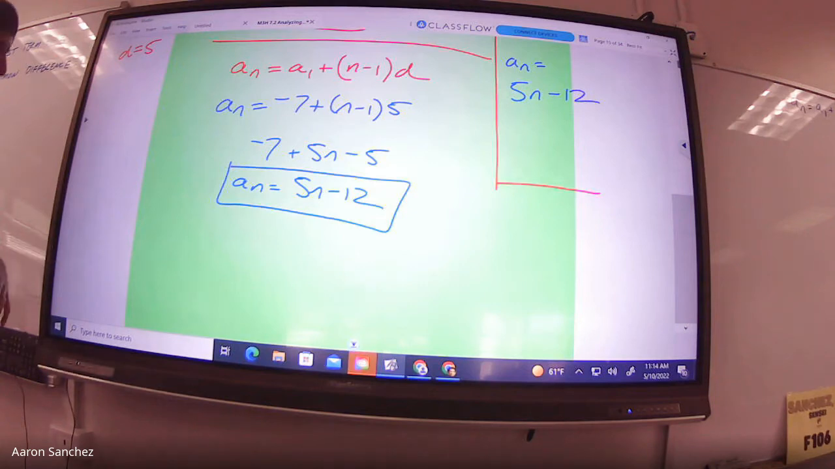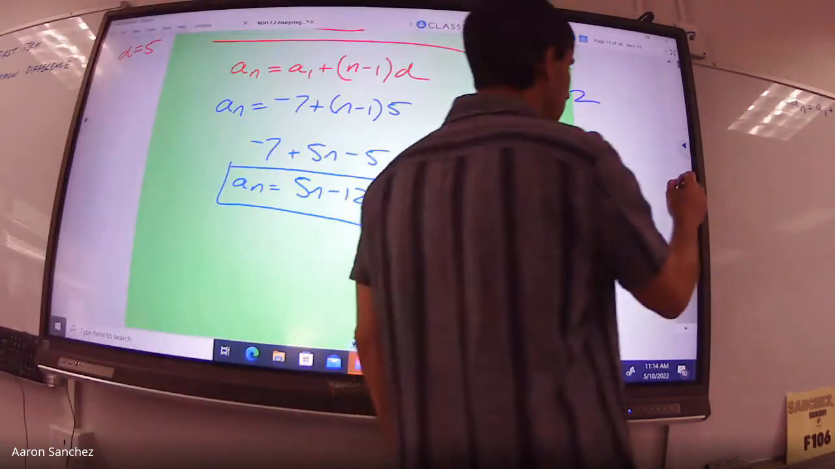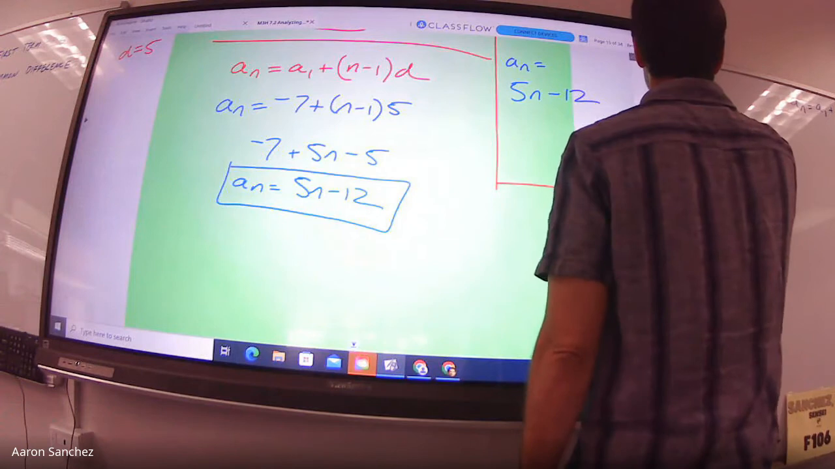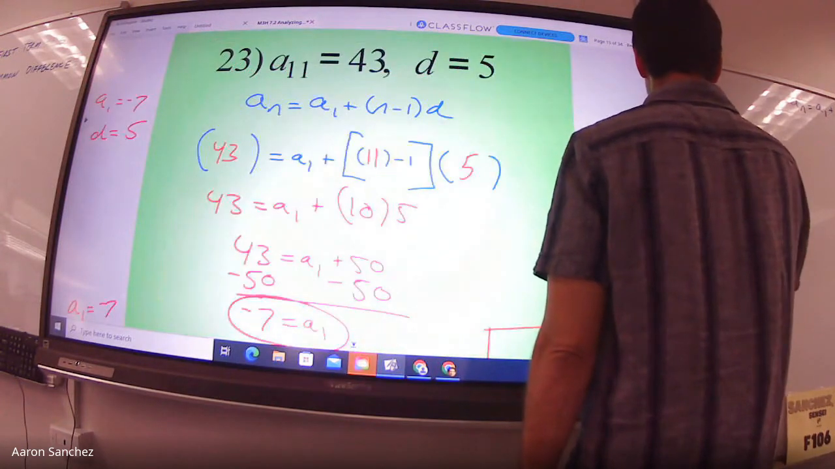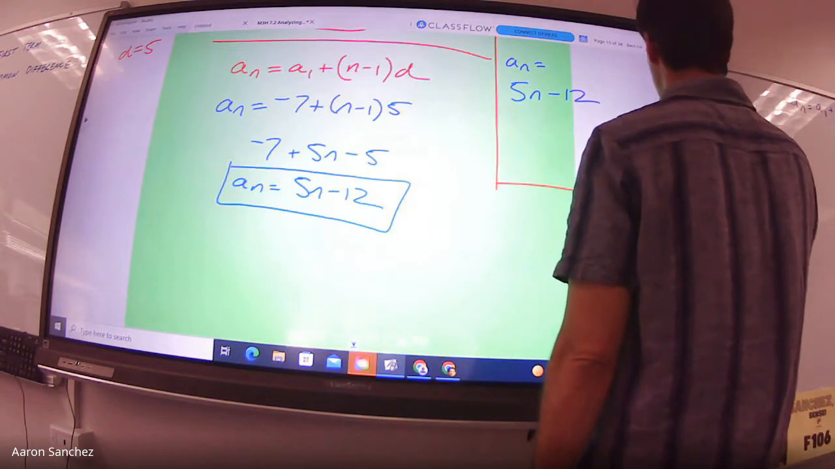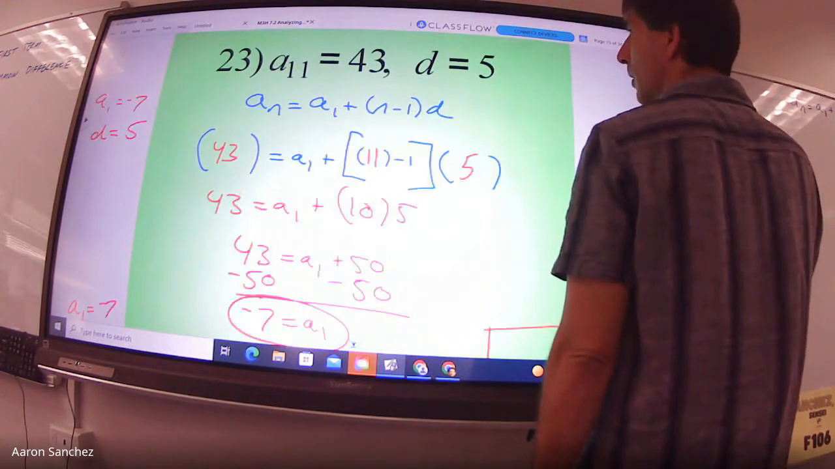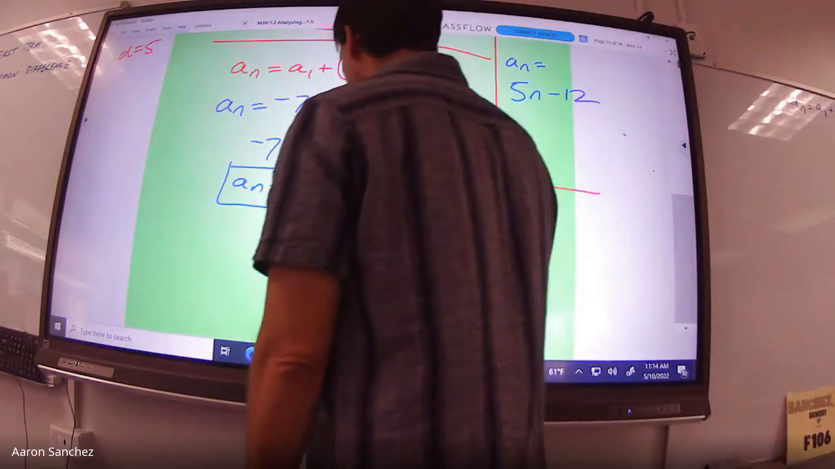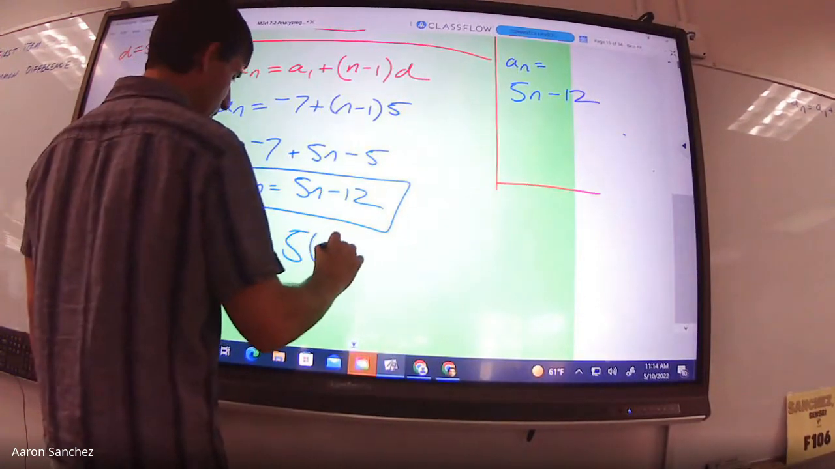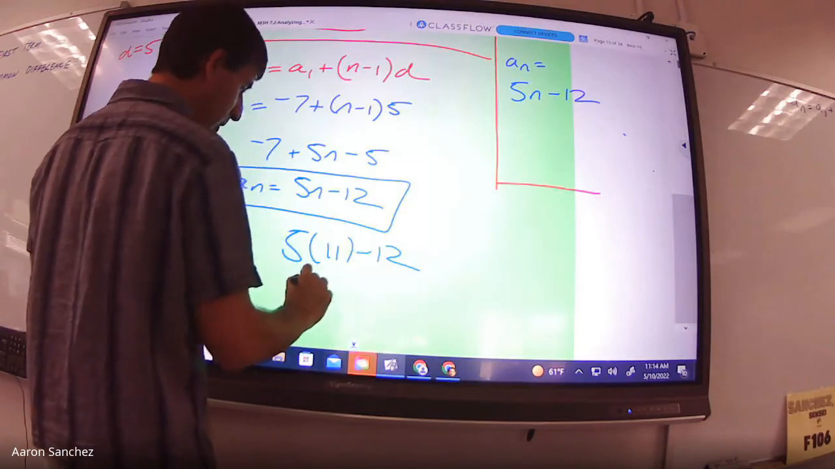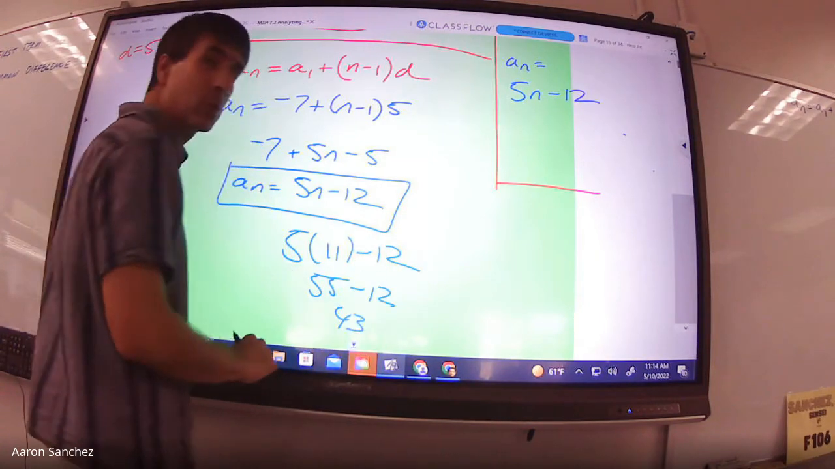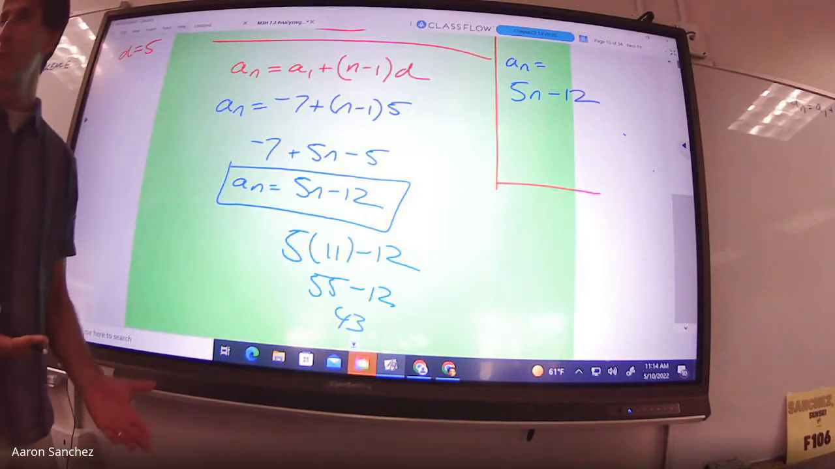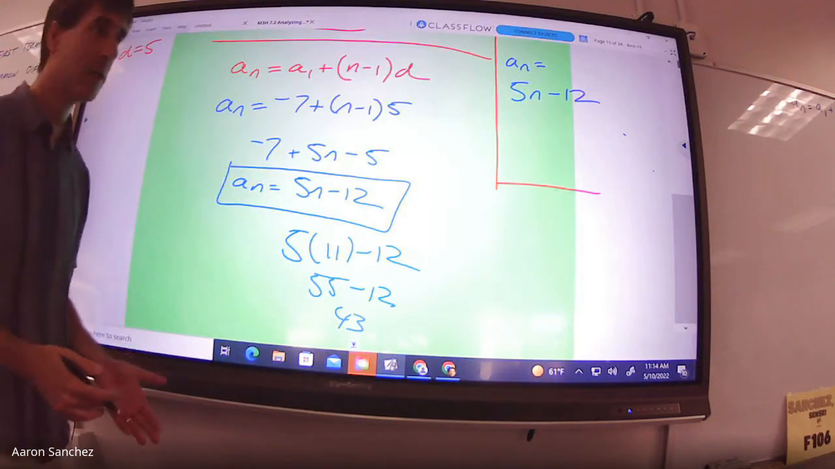Plug in one of the numbers. 11 should be 43. So I should be able to plug in 5 times 11 minus 12. I should get 43. 55 minus 12 is 43. And then that's what you do. You guys got that? So you check your answer. You plug it back in.